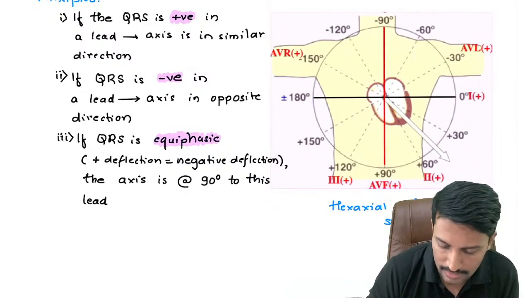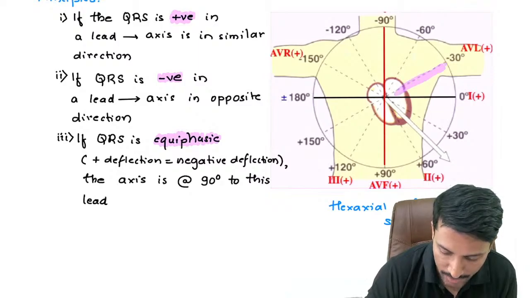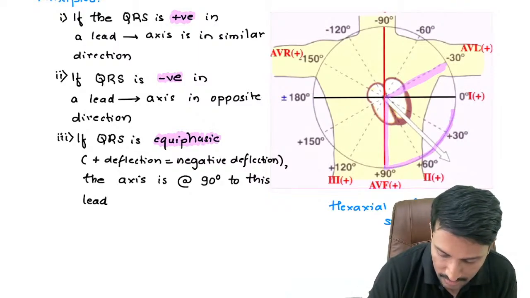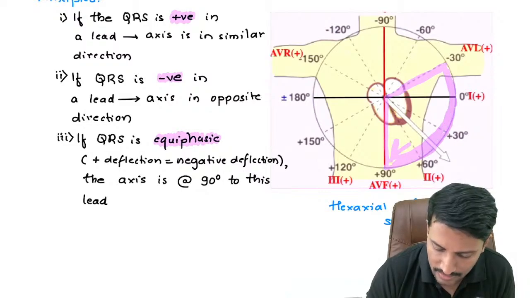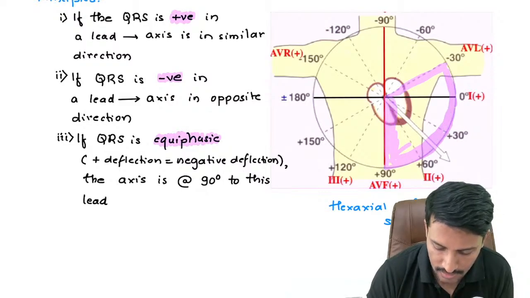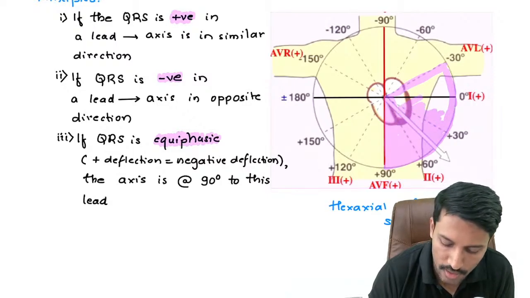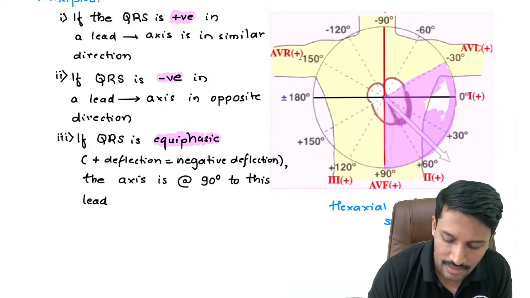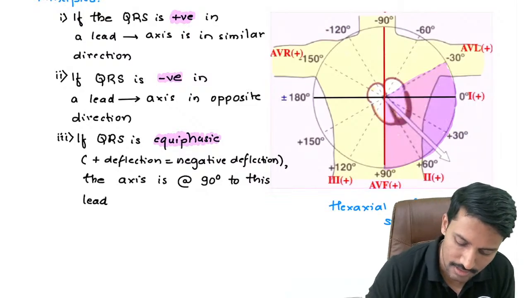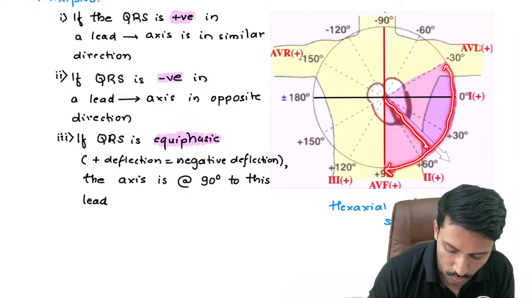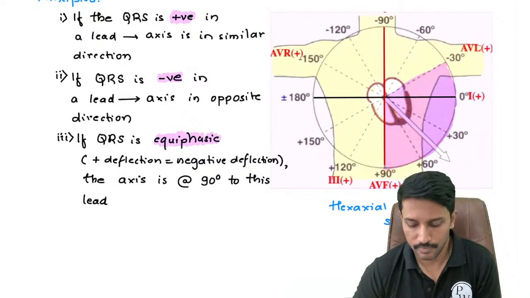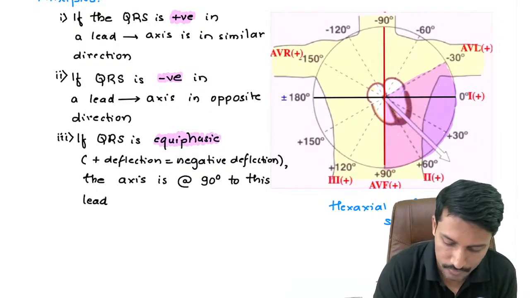Now what is the normal axis? The normal axis lies between minus 30 degree and plus 90 degree. Why is the axis directed in this direction? Because where is the left ventricle? The left ventricle is the most muscular organ and requires maximum electricity. So more electricity flows towards the left ventricle, and it is placed in this direction, right? That's why the net axis is usually between minus 30 degree and plus 90 degree.